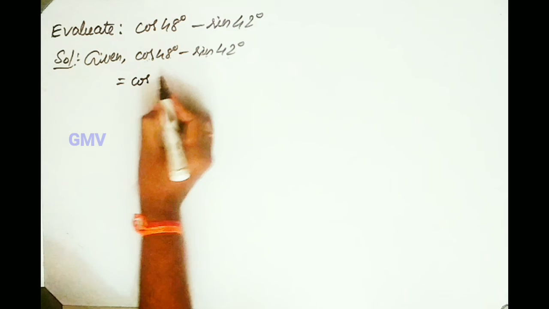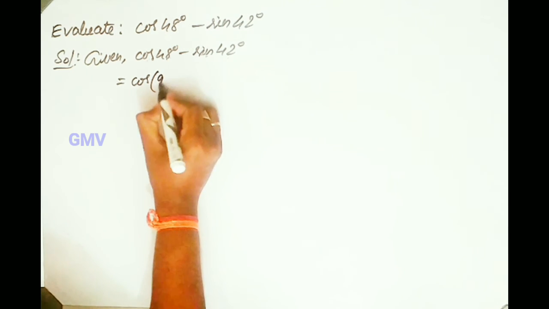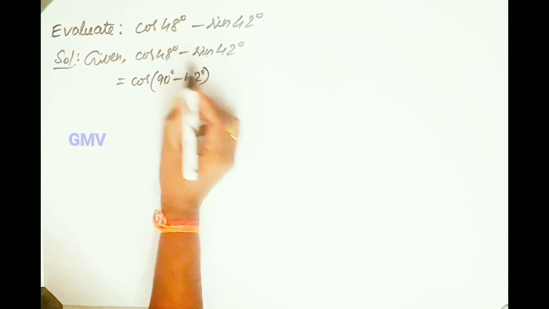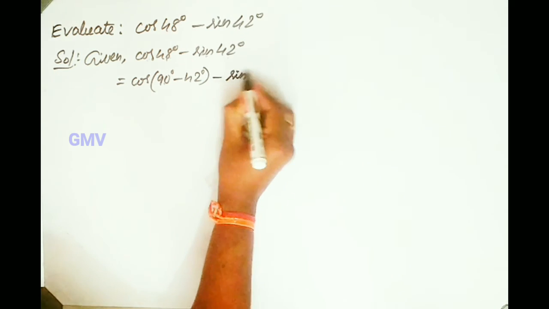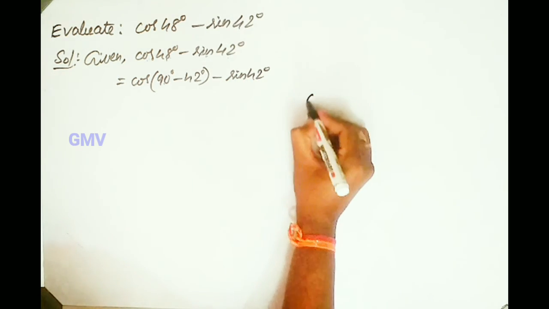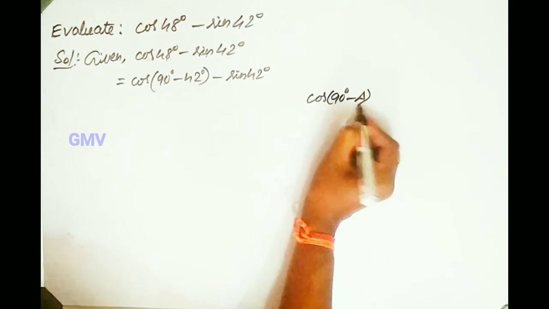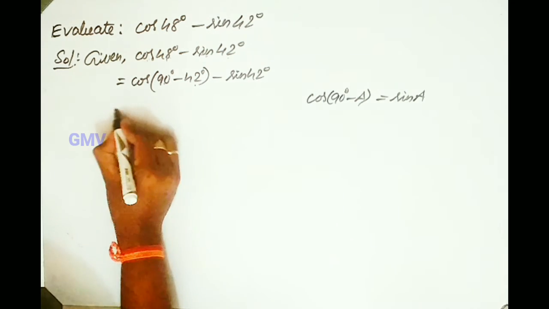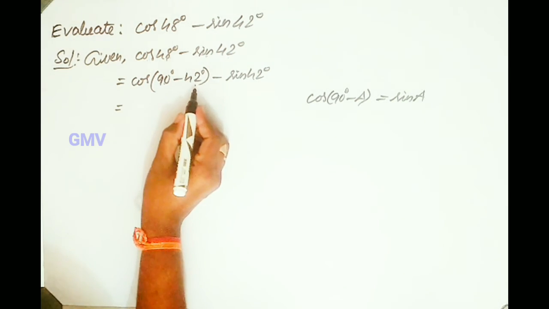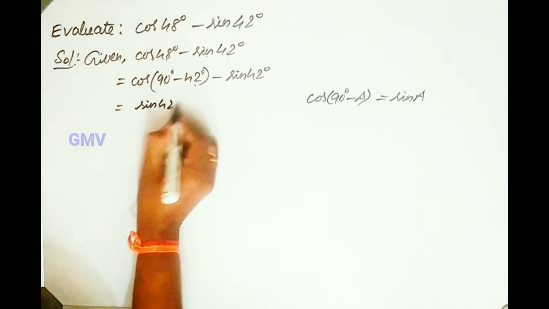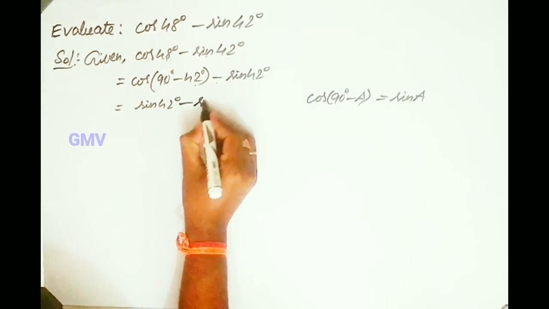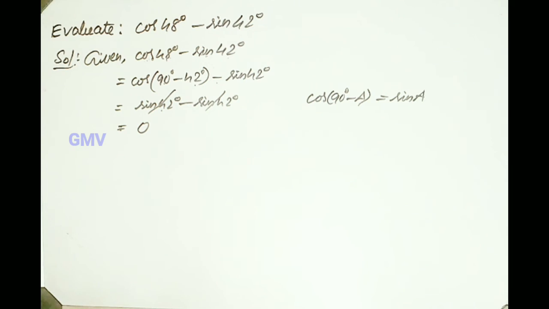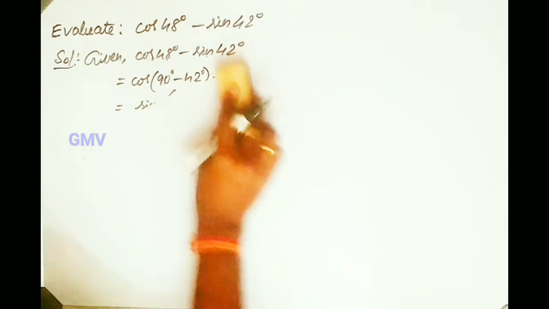So for this I will write cos 48 degree as 90 degree minus 42 degree, because 90 degree minus 42 degree means we will get 48 degree again, minus sin 42 degree as it is. We know that cos 90 degree minus A is equal to sin A. Instead of A, here 42 degrees is present. So we can write cos 90 degree minus 42 degree as sin 42 degree minus sin 42 degree as it is. Then these two will get cancelled. We will get 0 as answer. Let us see next problem.